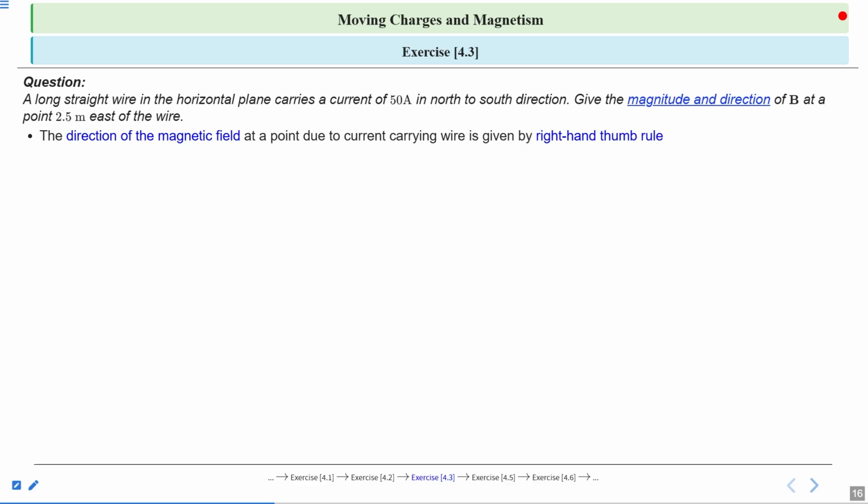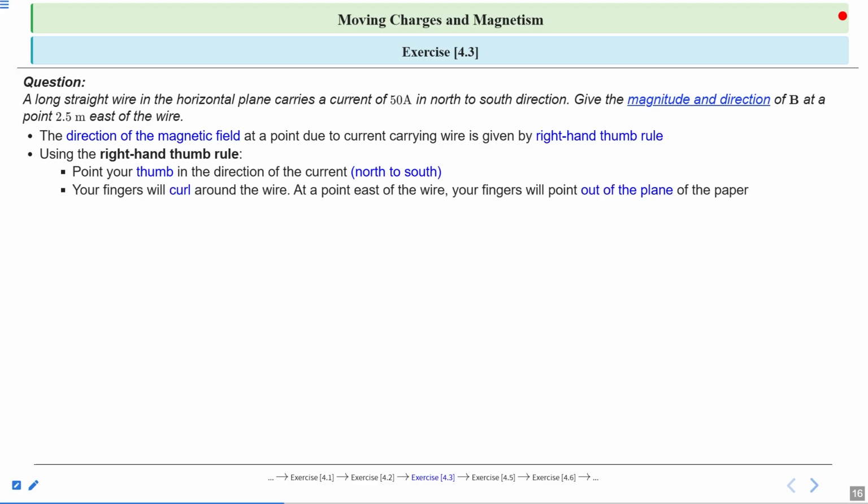So you have to point your thumb from north to south, and see what is the direction of the magnetic field at that point in the east. Using the right hand thumb rule, point your thumb in the direction of current, north to south, and your fingers will curl around the wire. At a point east of the wire, your fingers will point out of the plane of the paper.